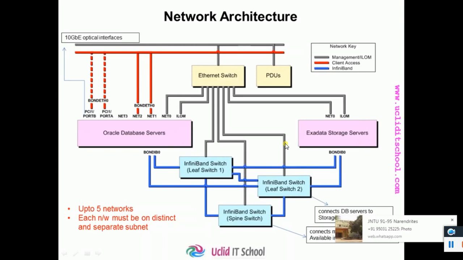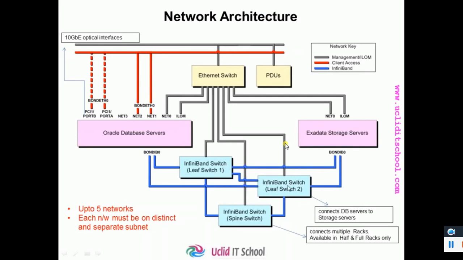Now look at this legend. The brown one is the management network, ILOM network. The red one is your client access network. The blue one is your InfiniBand network. Now first start with InfiniBand network. You know InfiniBand network connects database servers with storage servers, right? So the blue one is your InfiniBand cables. And InfiniBand network is implemented with InfiniBand cables and InfiniBand switches.